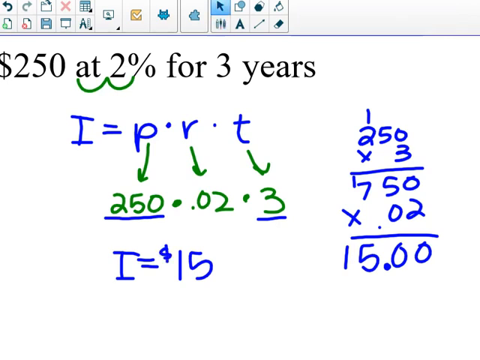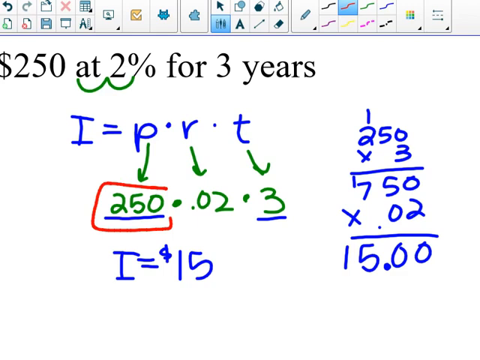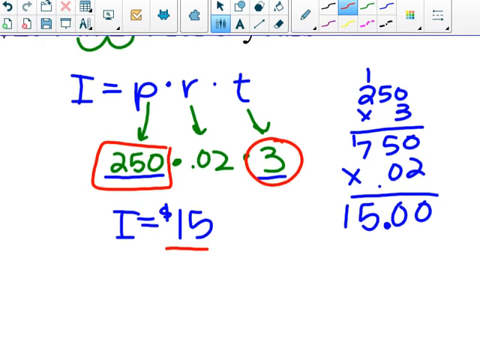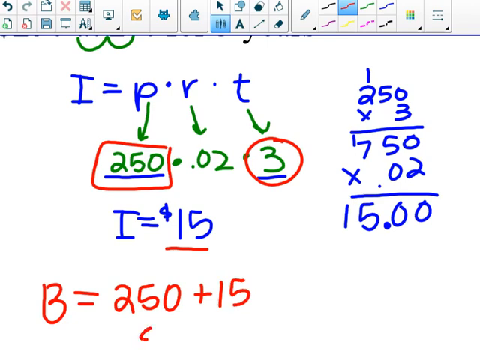You know how I could make more money? Keep adding to my principal. If my principal goes up, my interest will go up. Or leave it there for longer. If the time goes up, my interest goes up. What's going to be my balance when I go to pick it up later? I will have $265 instead of $250.